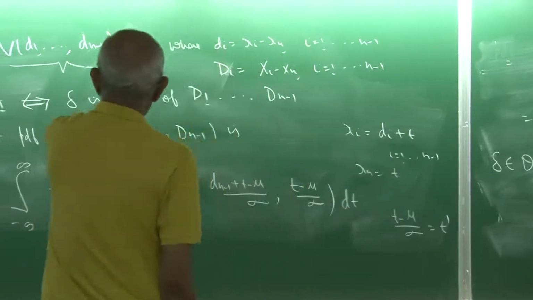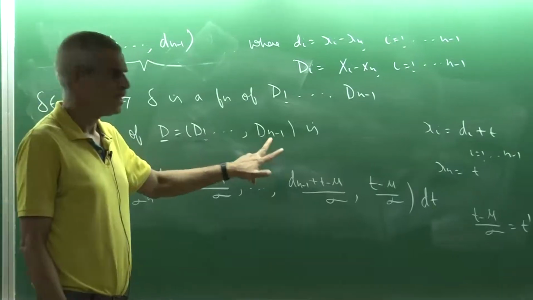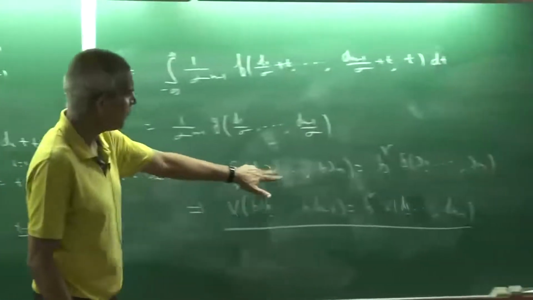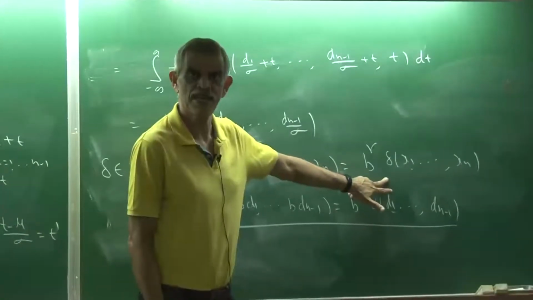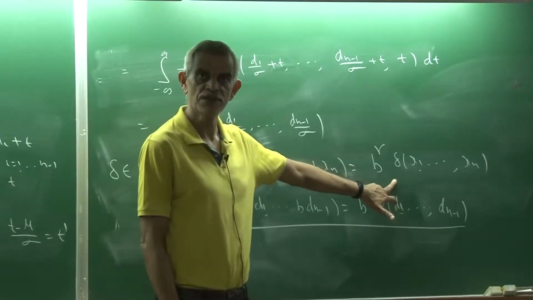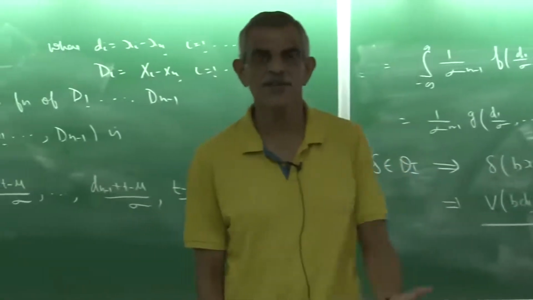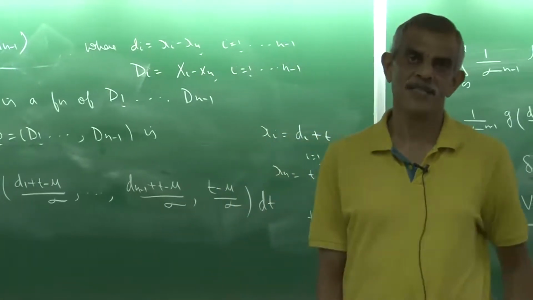So my invariant estimator has to be a function of d1, d2, dn minus 1, and it should satisfy this property, which is the same as the one we had in the case of scale probability models. And in the case of scale probability models, I know what the best invariant estimate is.